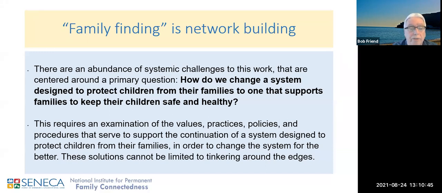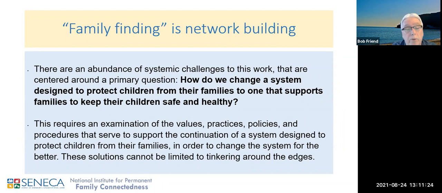And so one of the pieces that I really like to be asking right now is, how do we change a system designed to protect children from their families to one that supports families to keep their children safe and healthy? And I think that's a fundamental and foundational system change. And I think it's the largest system change we've had since I've been working in the field now over 40 years. And I think this is by far and away the largest change that we face, because almost everything that the system has been designed to do, but we've trained and supported our folks to do, is almost diametrically opposed to now what we're intending the system to do.